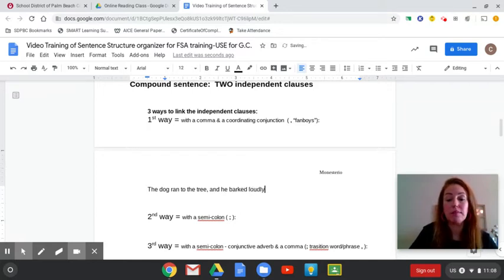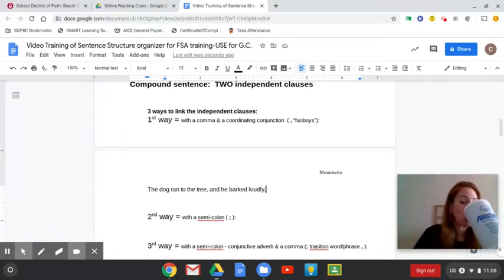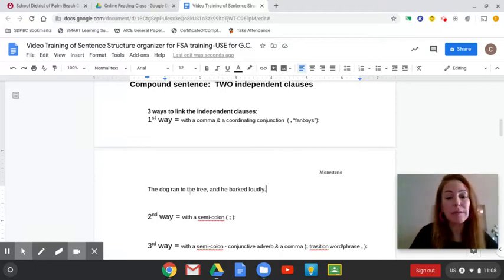Write this sentence with me. Period. If you need to pause the video, go ahead so you can write, and then you can push play again. Okay. The dog ran to the tree, comma, and he barked loudly. The dog ran to the tree makes sense. He barked loudly makes sense, okay? And I linked it with my comma and a fanboys. Okay, it has to make sense over here for it to get the comma with the fanboys.